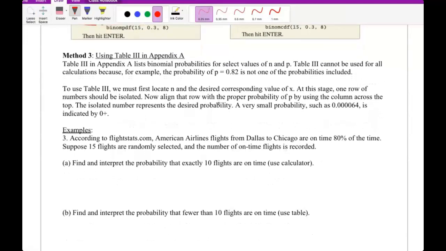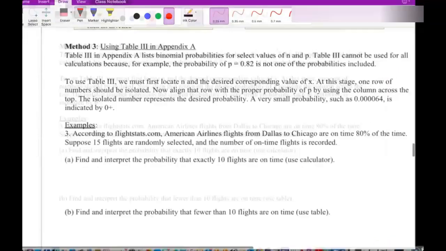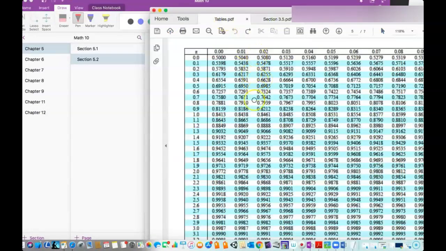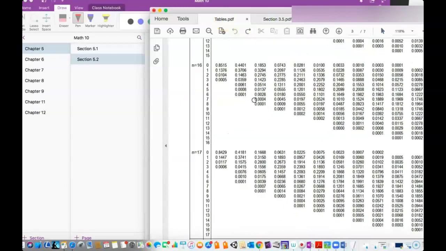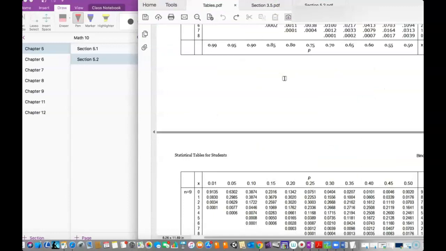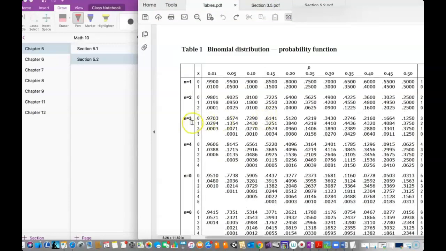Okay, now a working example. After this, method 3, which is using a table. So let me show you a table. I posted this on Canvas. So we have this table. Here on top we have the binomial distribution. Here is n, here we have x, and these on top are the probability of success.